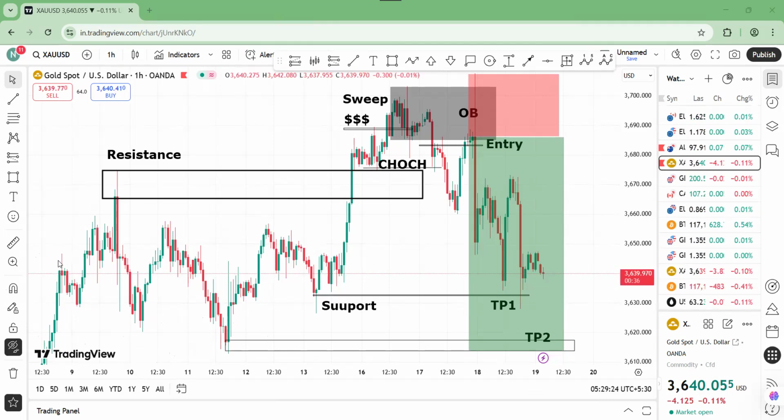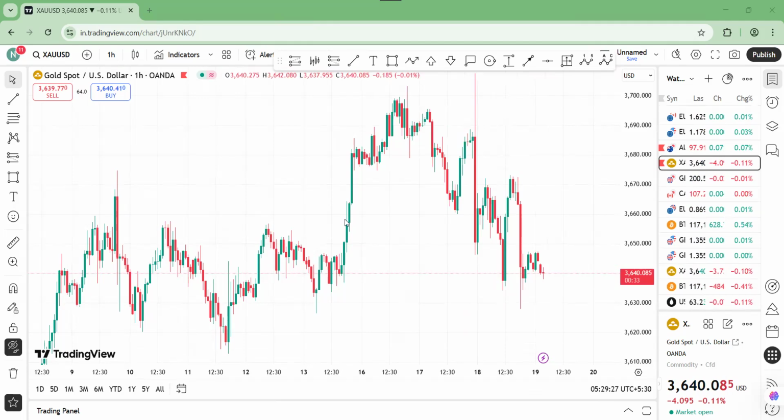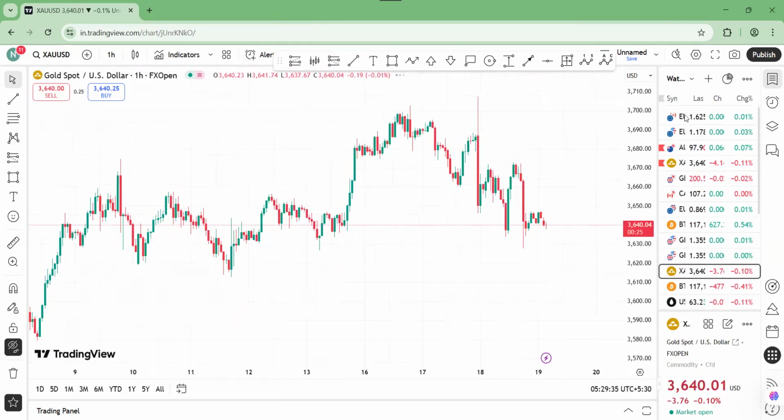See, whenever the news comes, the retail traders' SL will always be collected. That is one thing that is sure. So always, if it is a big news event, you have to wait for this setup. This setup is also a very good point.